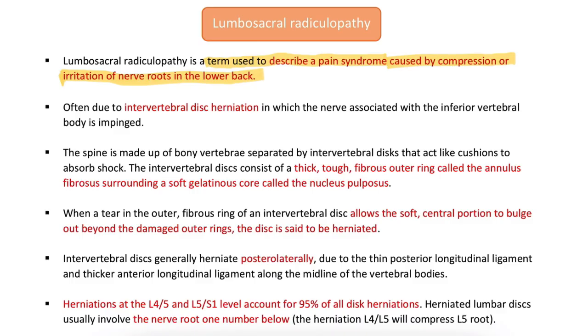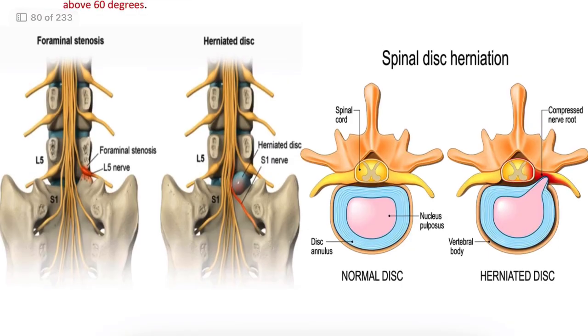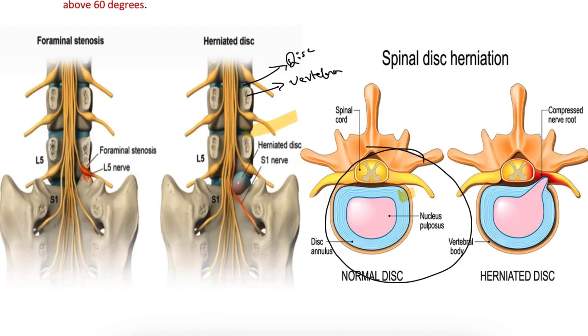If we discuss a little anatomy of this lumbar region, you can see the spine is composed of vertebrae separated by intervertebral discs. This is the vertebra, and the structure inside, blue in color, is the intervertebral disc. These discs have two main parts.